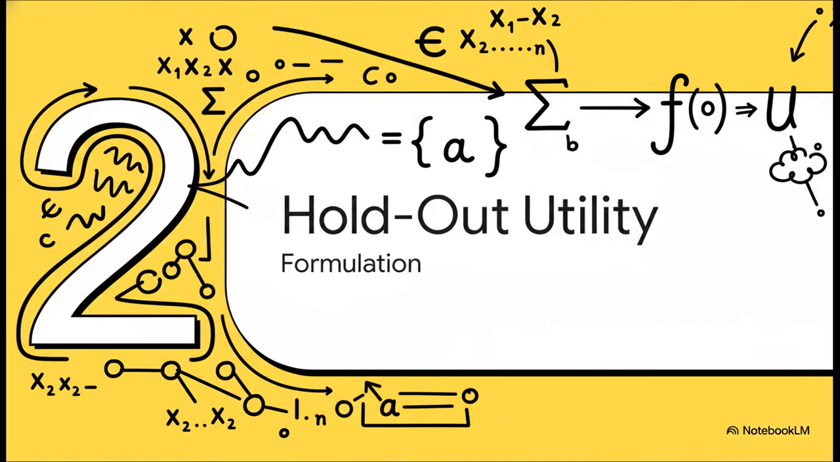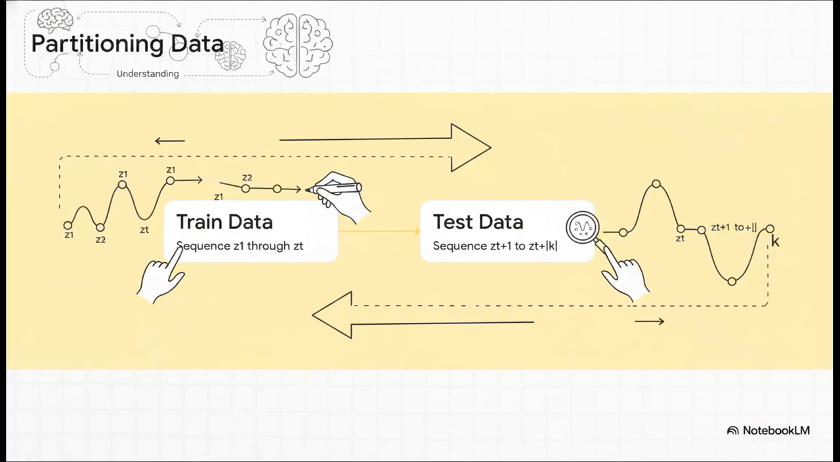Moving on to Section 2, Formulating Holdout Utility. To deeply understand how we evaluate a learning algorithm, we first need to define the notation for partitioning a sequence of data, which we'll call Z. We split the sequence into two distinct parts. First, our training set consists of elements starting from Z1 all the way up to ZT. Second, our test data picks up right after that, from ZT+1 up to the size of our required test set, which we denote as K.